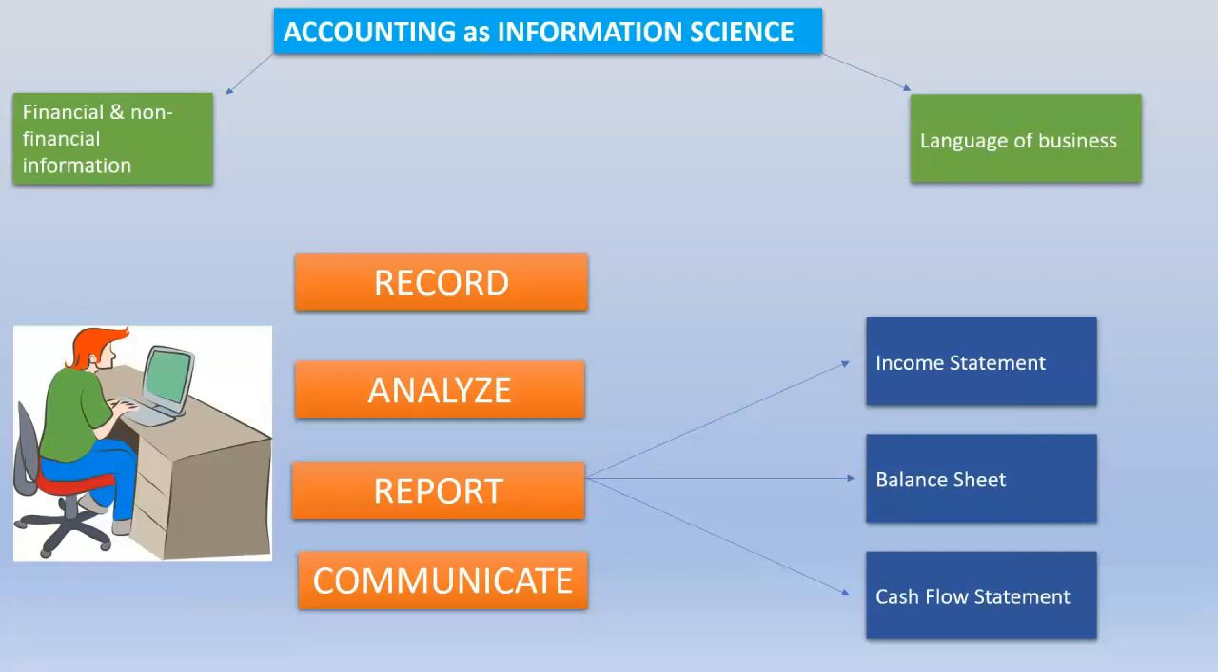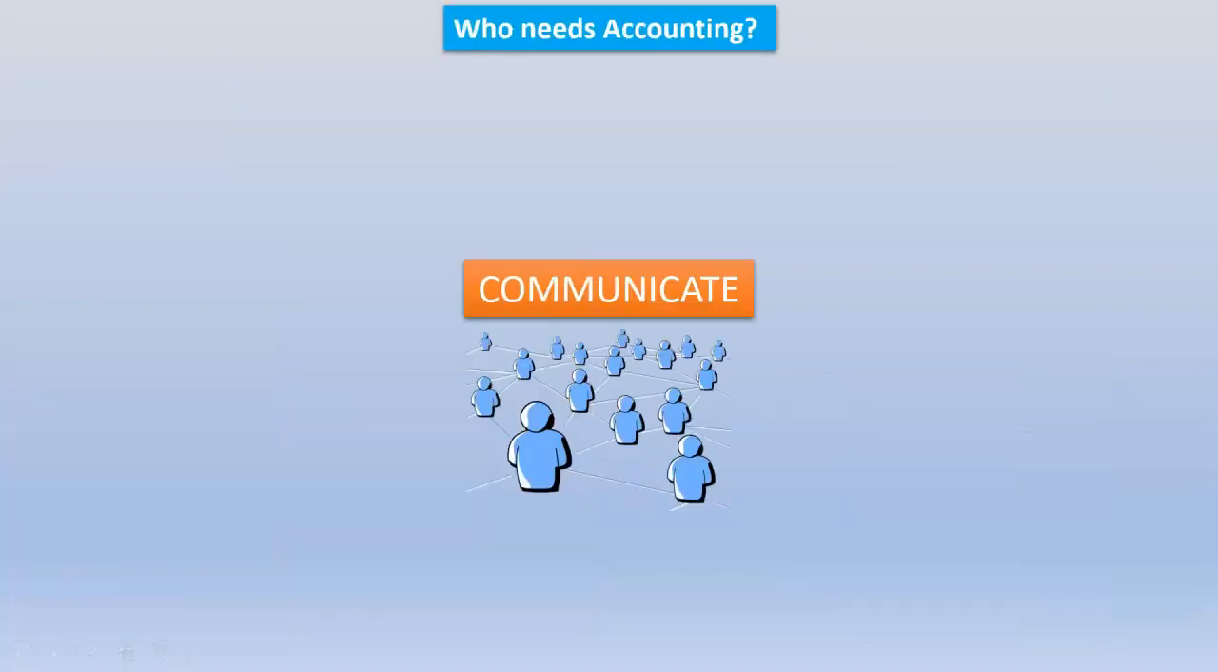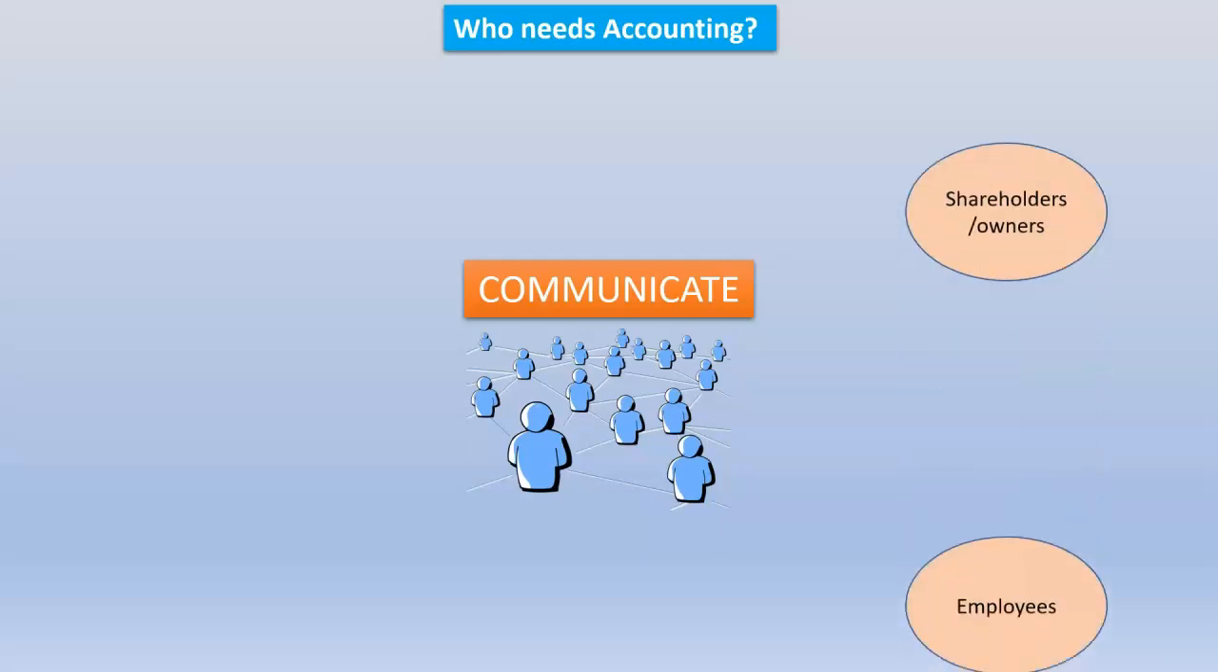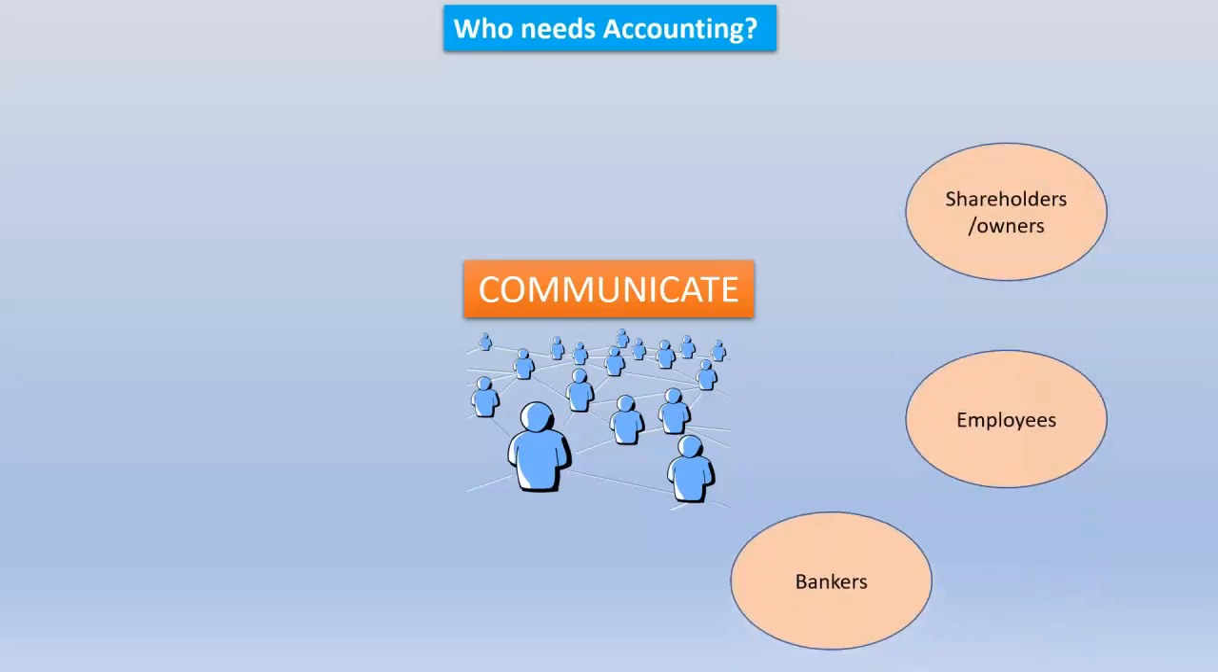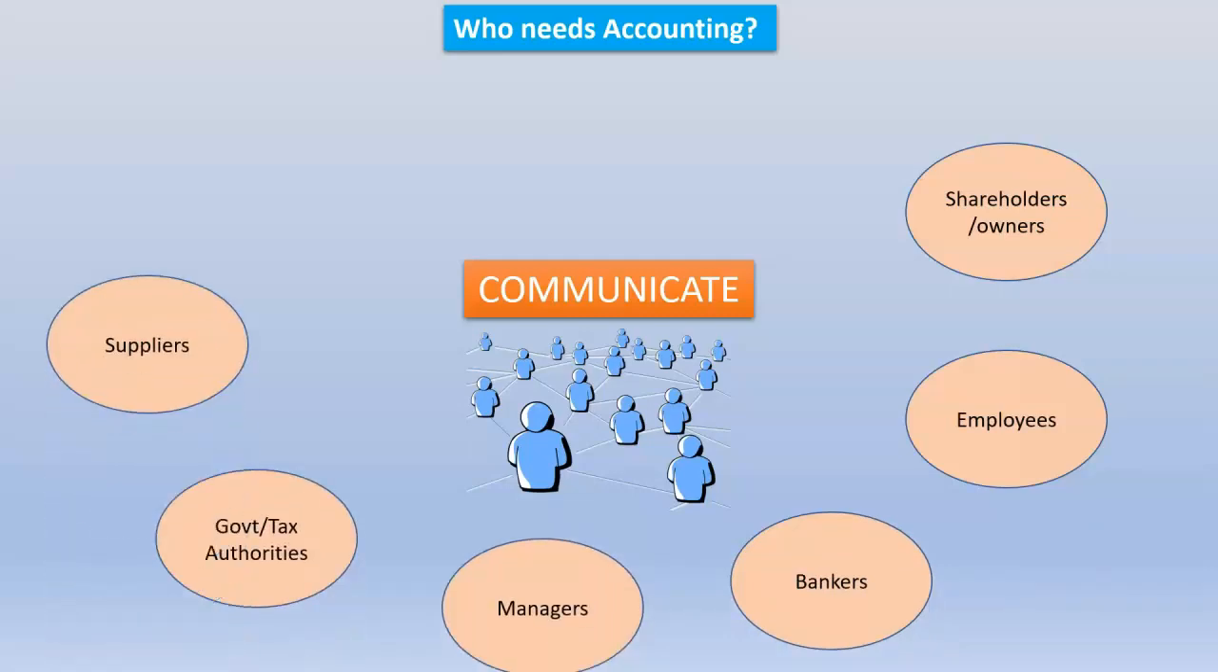We have covered the first three points. Let us now talk about communication. This communication part of the accounting process answers the question, who needs accounting? The question now is, why did we produce this information in the first place? It is of no use if not communicated to interested parties. So the accounting process, therefore, communicates this information to a variety of stakeholders. For example, shareholders or owners, employees, bankers, managers, government or tax authorities, suppliers, customers, and society.